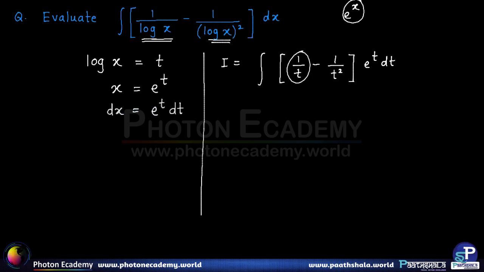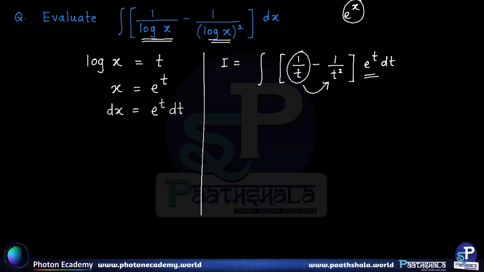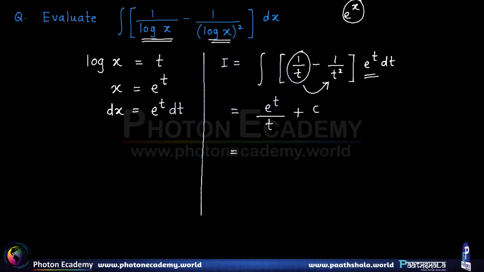So if we consider 1 upon t as the function, then its derivative is minus 1 upon t square, and we have the e raised to t as expected. So therefore the answer of this is e raised to t upon t plus c. And at the end we must put the terms back in x, because t is the substitution variable that we added on our own. So e raised to t is nothing but x, and t is nothing but log x, so the answer is x divided by log x plus c. So that's the final answer.